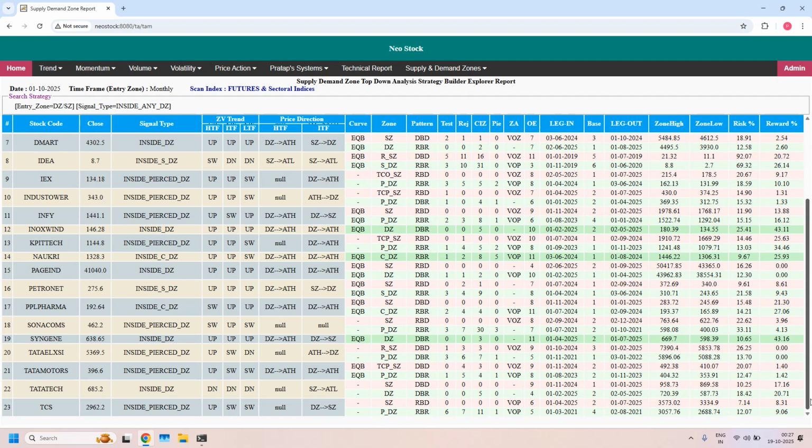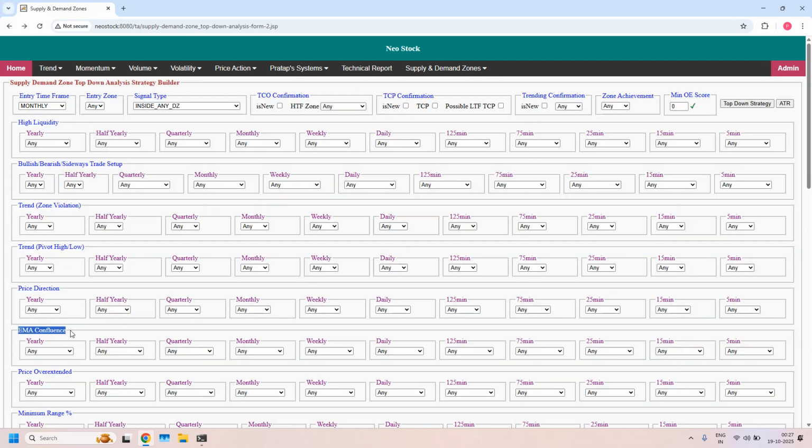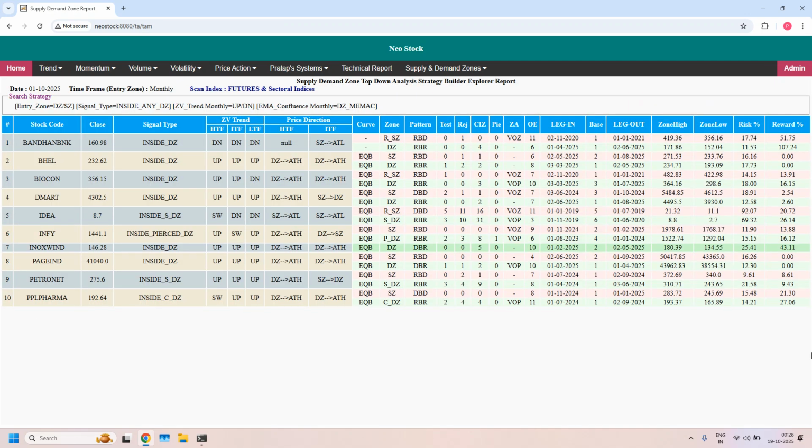We can further filter this list based on monthly demand zone having monthly EMA confluence. And also trend on the monthly should not be sideways. We got 10 stocks.